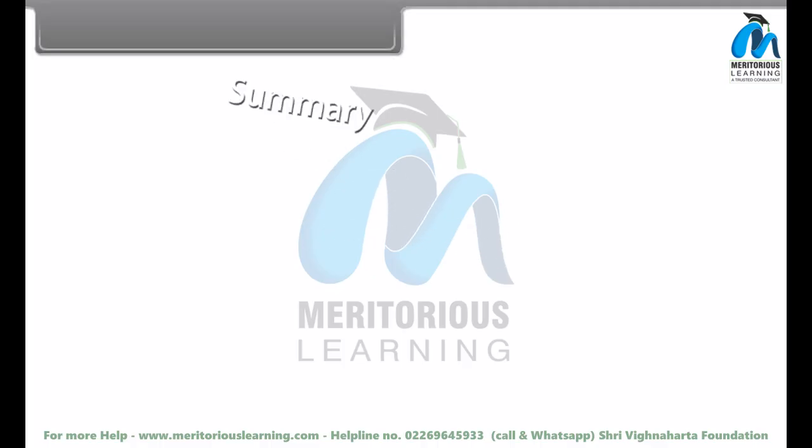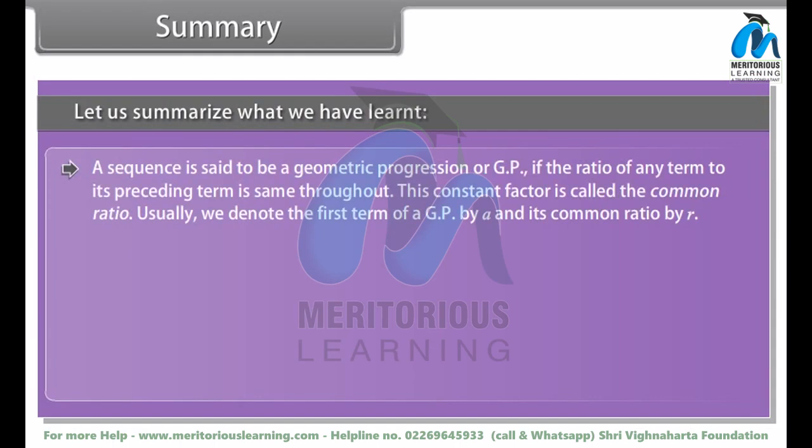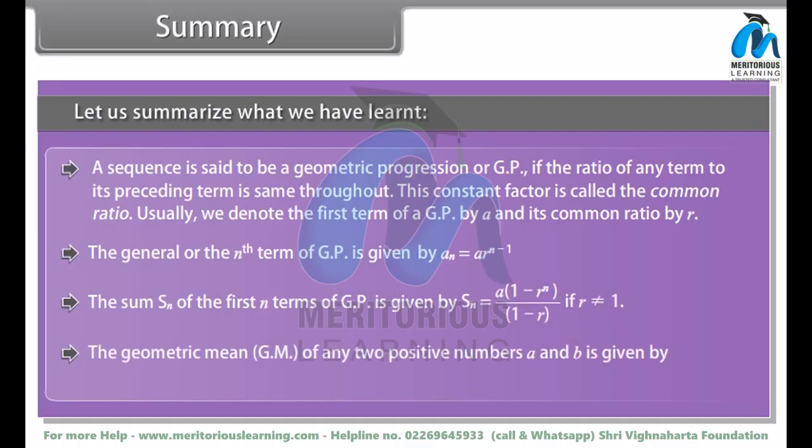Summary. Let us summarize what we have learnt. A sequence is said to be a geometric progression or GP if the ratio of any term to its preceding term is same throughout. This constant factor is called the common ratio. Usually we denote the first term of a GP by A and its common ratio by R. The general or the nth term of GP is given by, the sum Sn of the first n terms of GP is given by, the geometric mean of any two positive numbers A and B is given by, that is, the sequence A, G, B is GP.